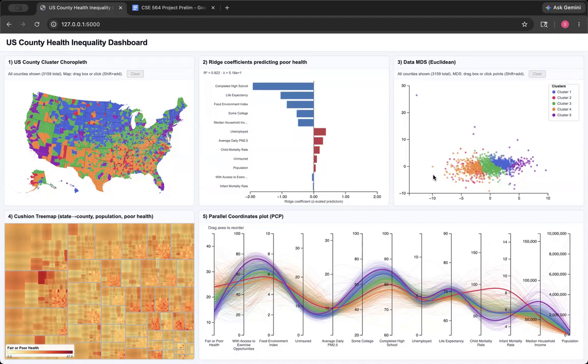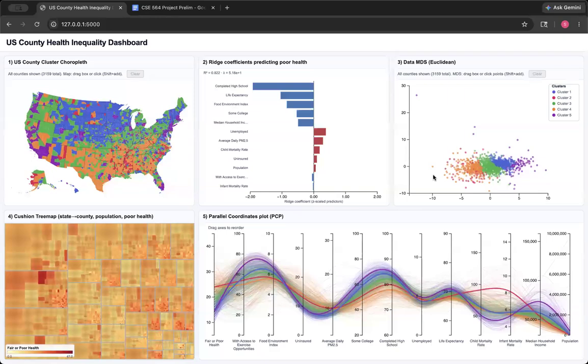The goal of this project is to explore how different socioeconomic, environmental, healthcare, and demographic factors relate to poor health outcomes across US counties. For this project, I built an interactive single screen visual analytics dashboard with no scrolling elements and all plots visible at all times.